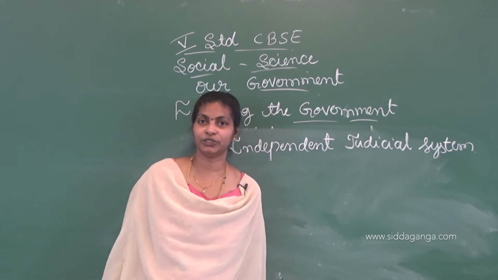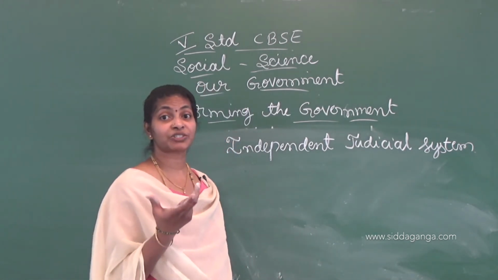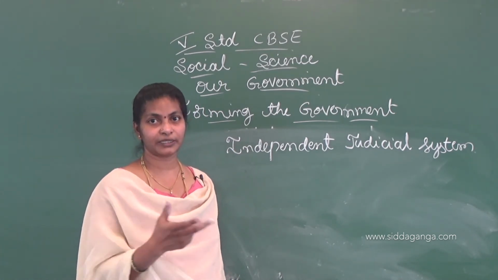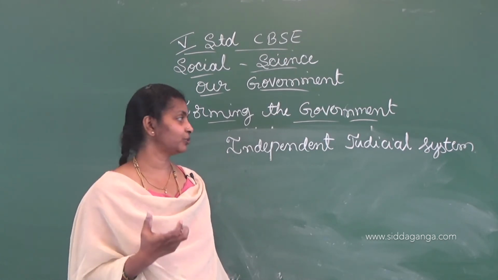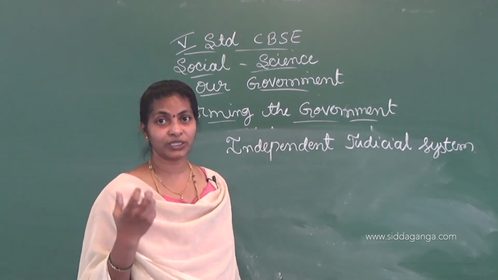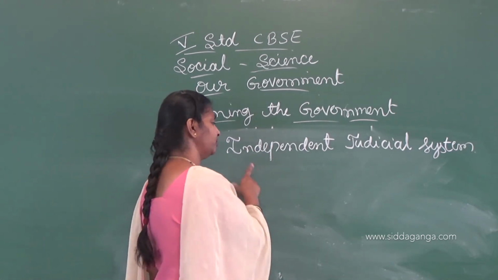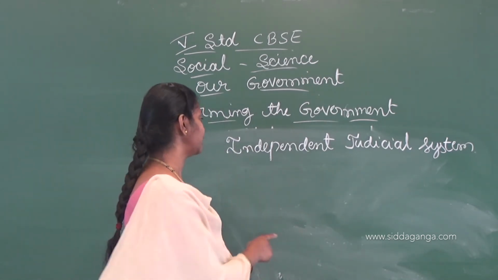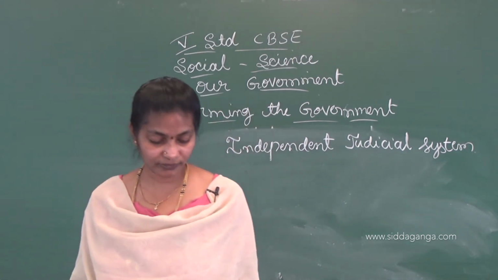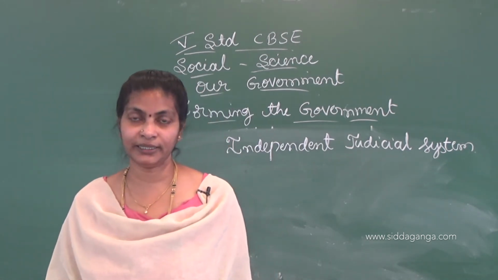Why do we have an independent judicial system? To give justice to the people. There is no discrimination among the people. We should give good justice to the people. For that purpose, India has an independent judicial system.